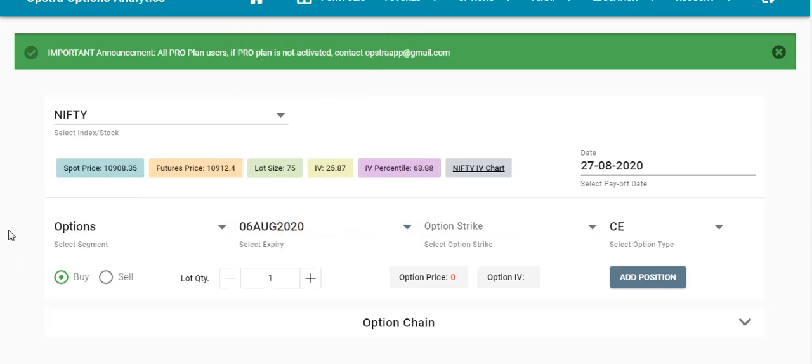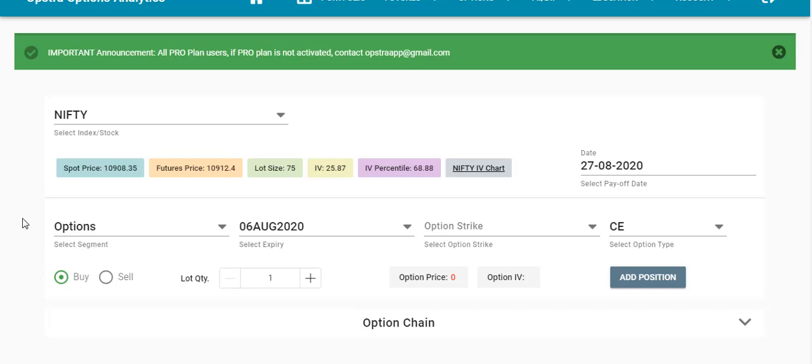For the short strategy, we need to sell an out of the money call and an out of the money put. Suppose Nifty is running at 10,900, so we will sell strikes 500 points away from the current price. 500 away from 10,900 is 11,400 to the upside and 10,400 to the downside.